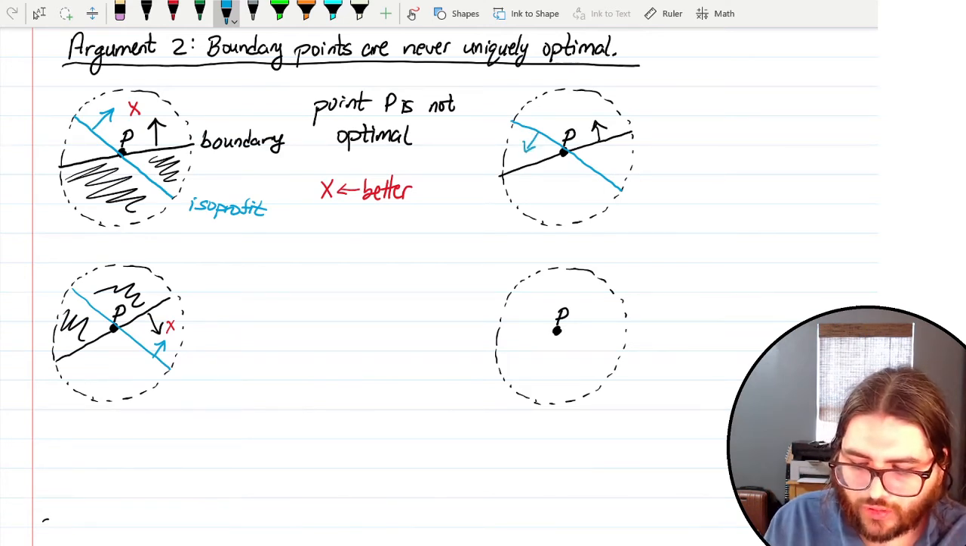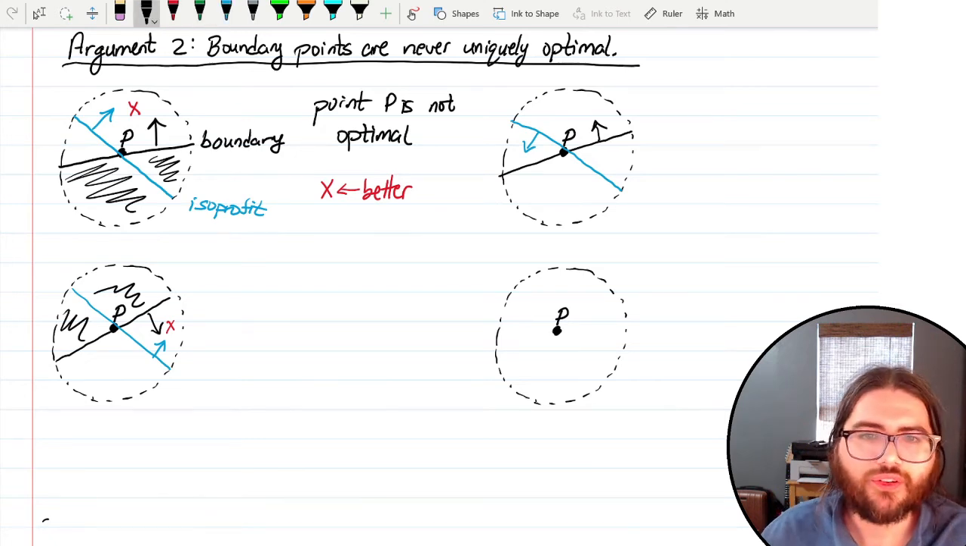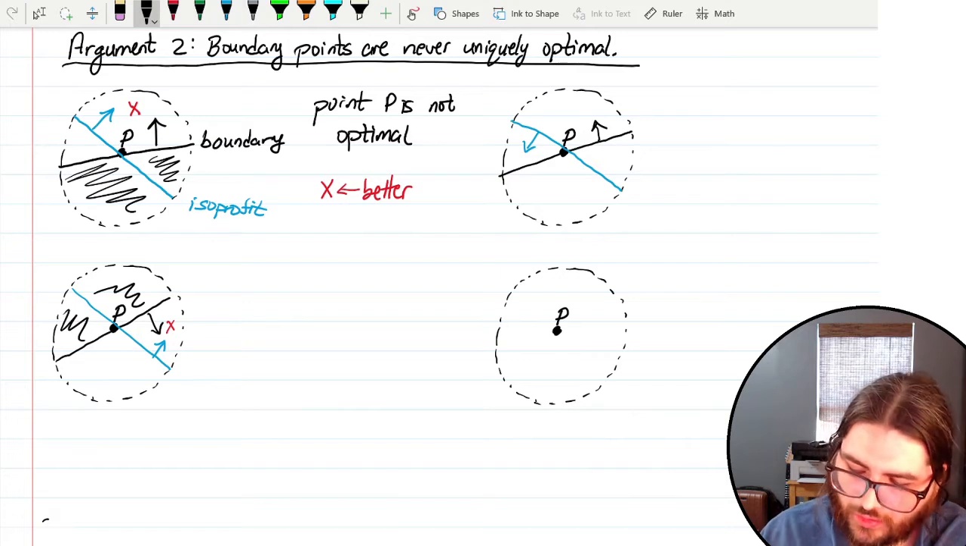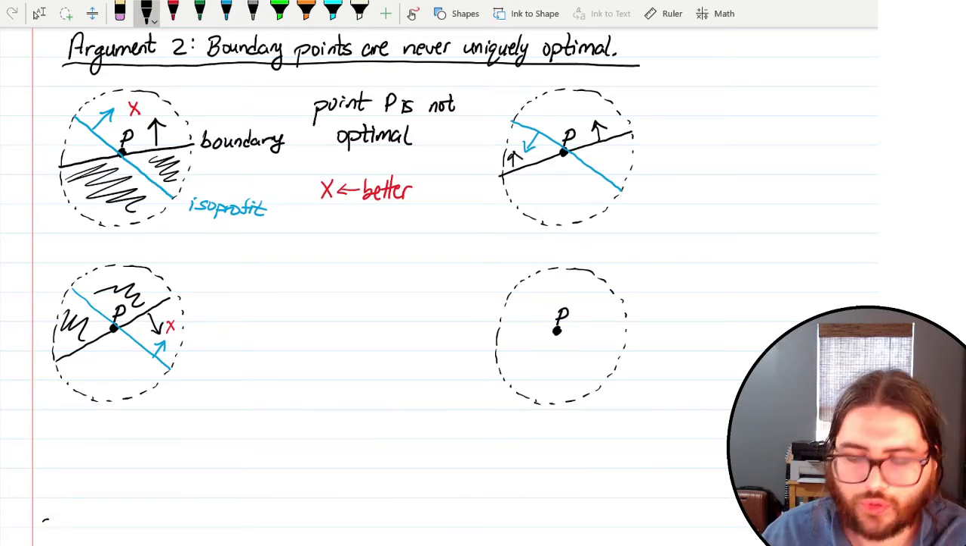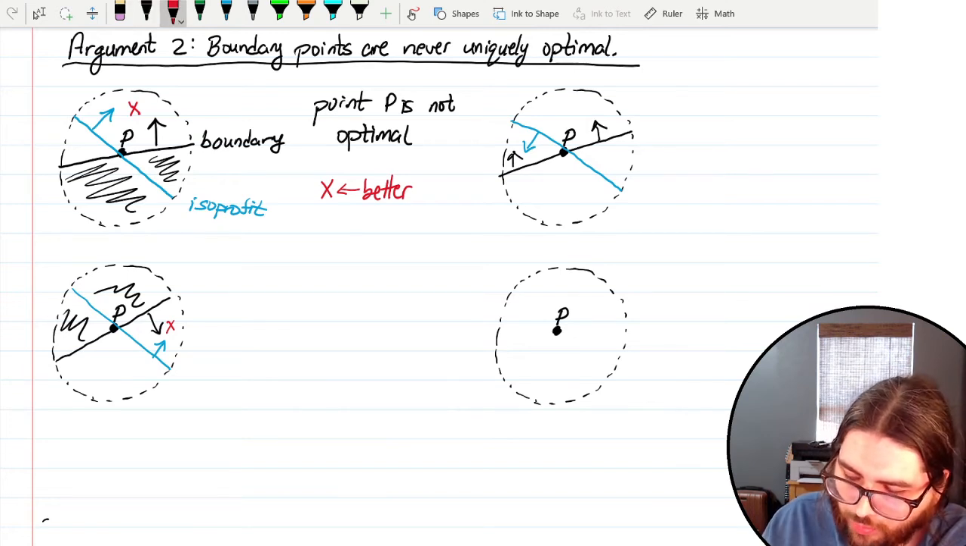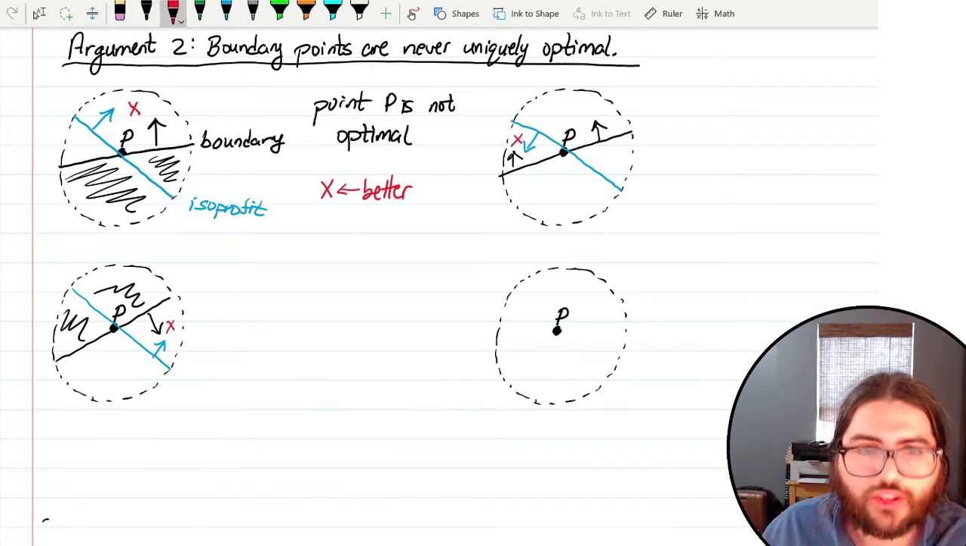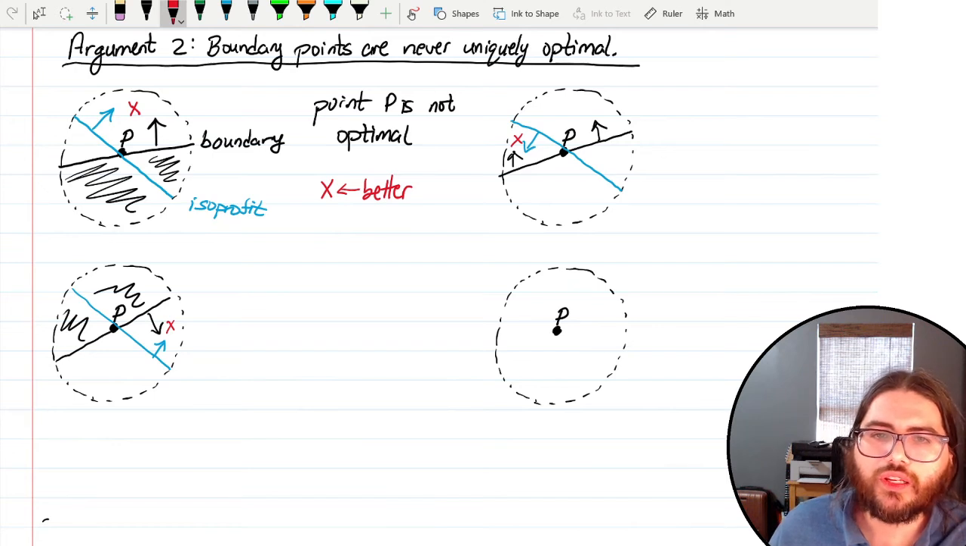And I know it doesn't look like, immediately, oh, hey, professor, those two aren't shaded, and there's no point where both of them are pointing. But remember that same arrow goes for both sides of the isoprofit line. So there is a point there. Any point in this region is better than P.